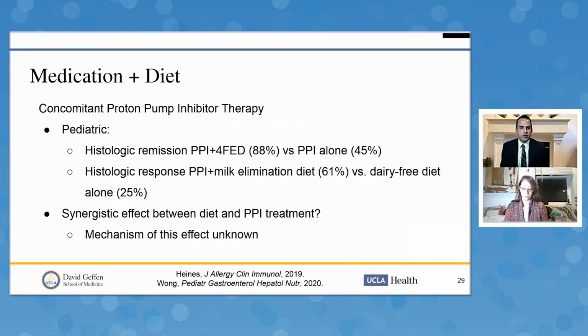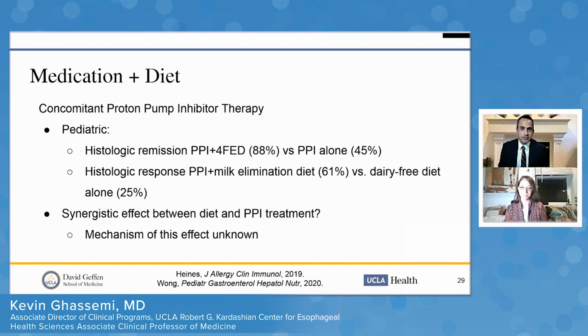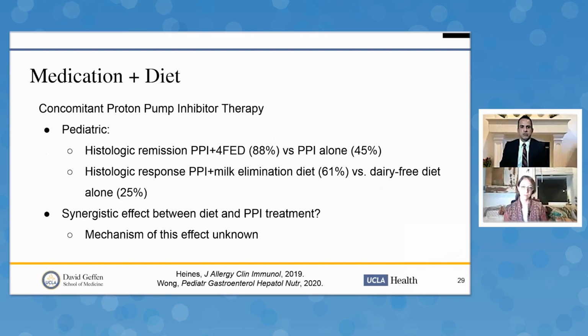So now that we've heard about medications and we've heard about diet, now we'll just talk briefly about medications and diet together. There have been some studies, mainly in the pediatric population, looking at concomitant use of proton pump inhibitors as well as dietary intervention. And in this pediatric population, we found that there was almost double the histologic remission rate among those who took a PPI and were on the 4-food elimination diet versus the PPI alone.